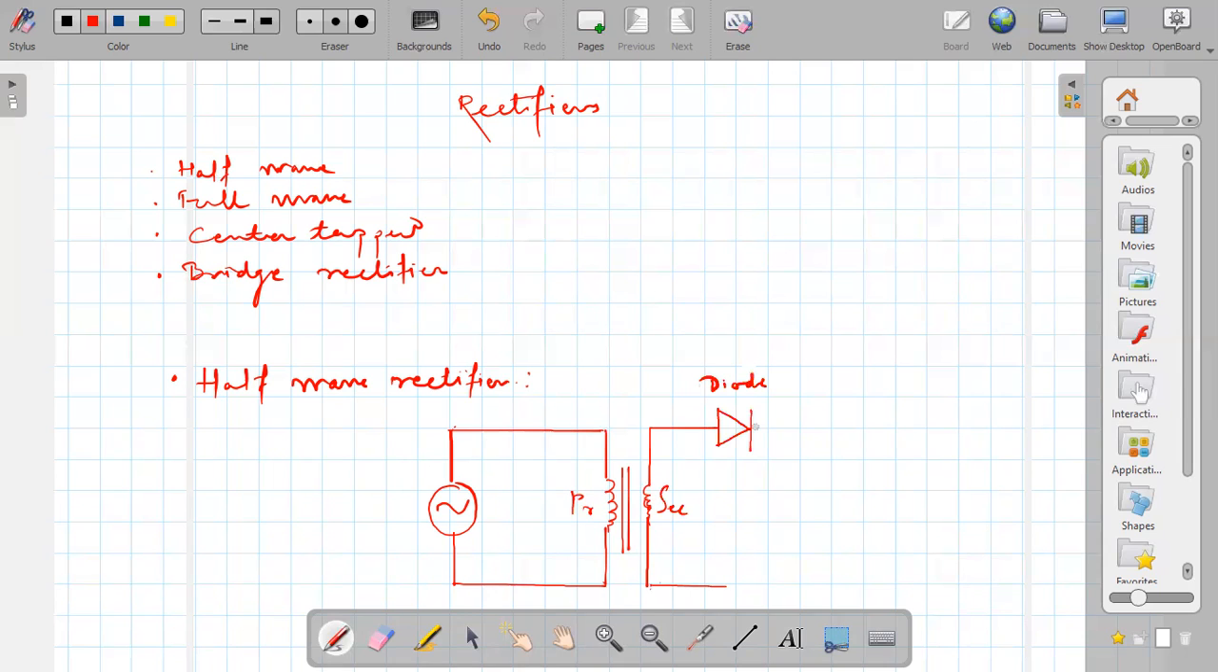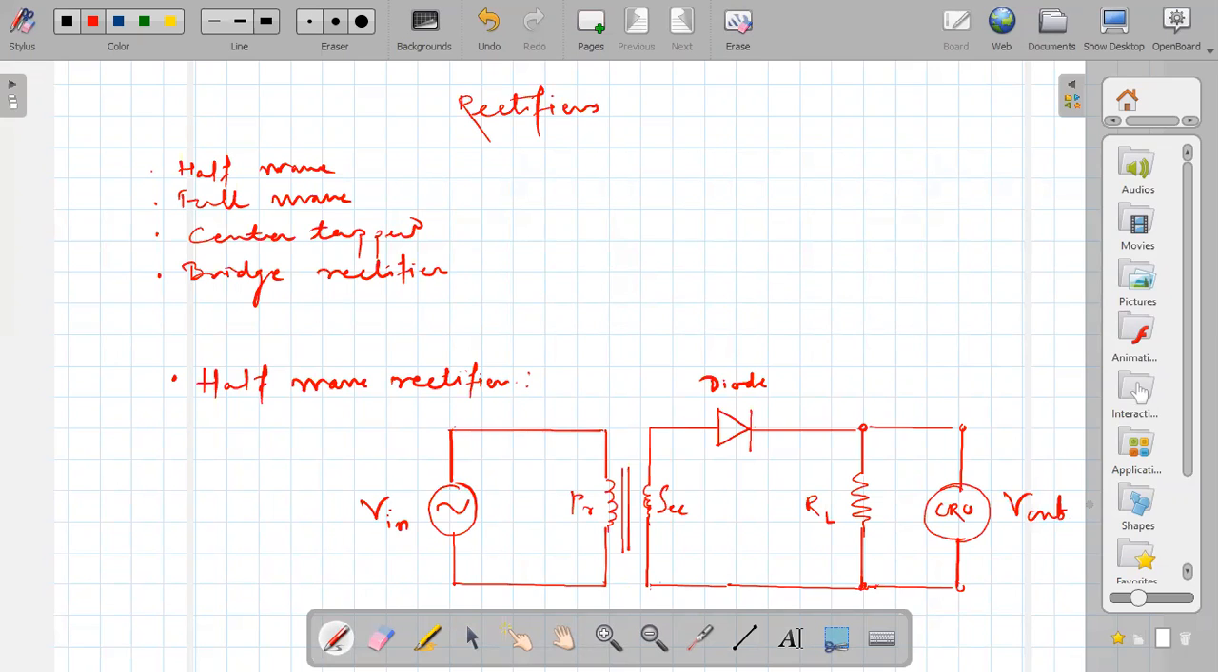And then the negative of the diode, and the other terminal of the secondary, is connected to this external resistance, also known as the load. RL means load resistance. Okay? And here we will take the output of the circuit. This is input and this is input.